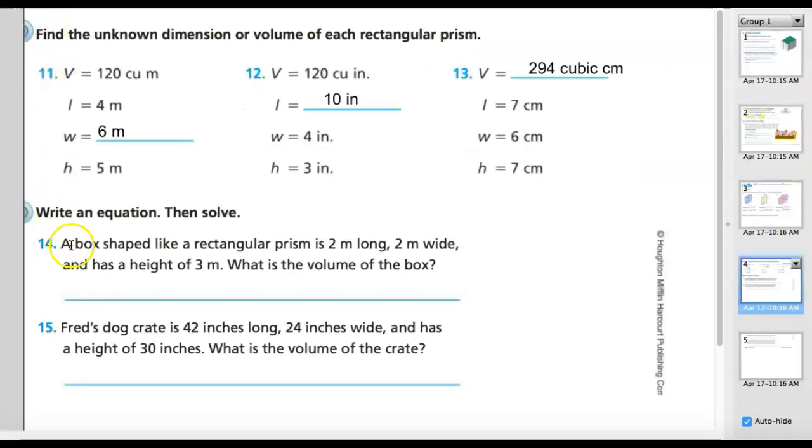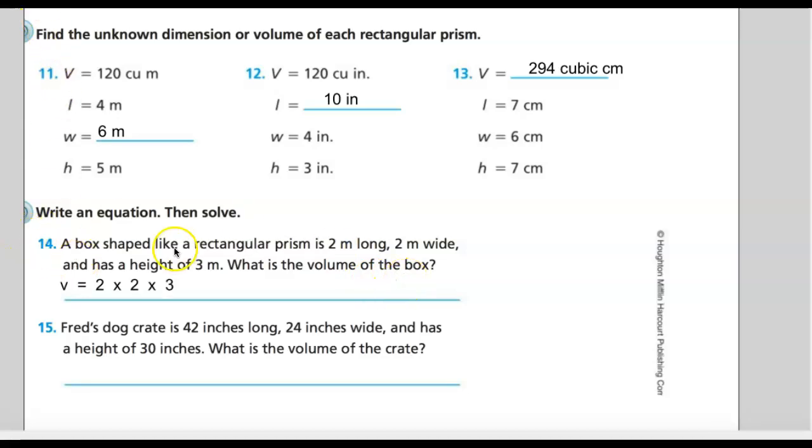Here we go. 14. A box shaped like a rectangular prism is 2 meters long, 2 meters wide, and has a height of 3 meters. What is the volume? Super simple. Pause your video now and solve that. Hopefully you remembered your formula again. Volume is length times width times height. 2 times 2 times 3. I hope you did the correct math, and you should have got 12 cubic meters. 2 times 2 is 4. 4 times 3 is 12.